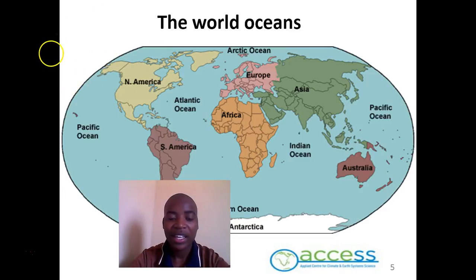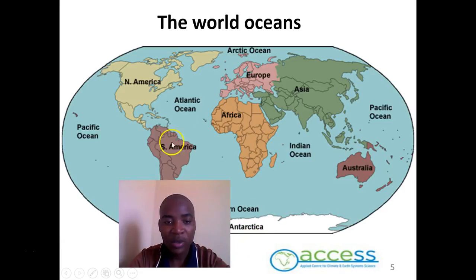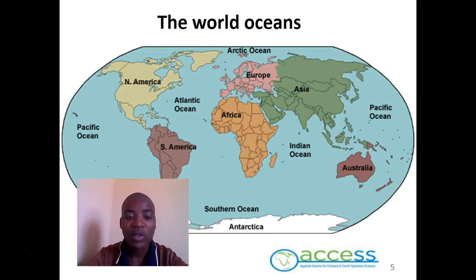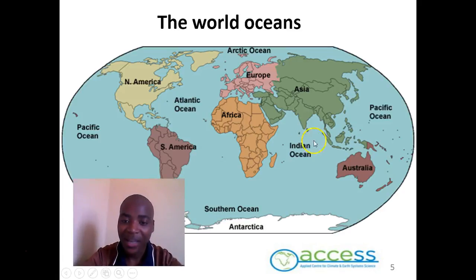Now, there are 5 oceans. We have the Arctic Ocean, Indian Ocean, Southern Ocean, the Atlantic Ocean, and the Pacific Ocean. So there are different types of ocean. The Indian Ocean is the warm ocean.